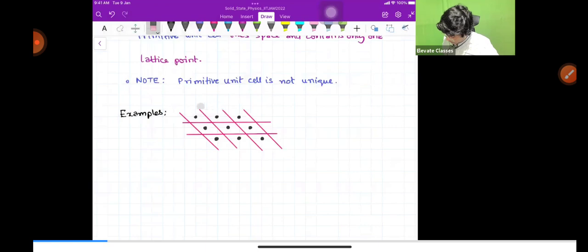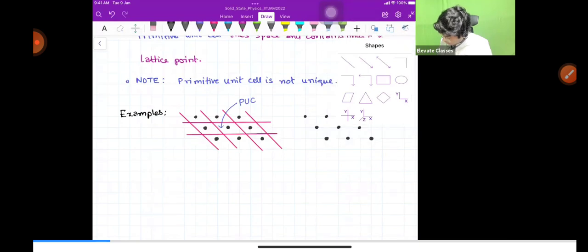Okay, I just made 3 of them in between. All right, others you can just imagine. Okay, so this could be one PUC. This one. All right, this is in the same lattice structure. If I can draw like this. All right, in the same lattice, I can have the PUCs drawn like this.